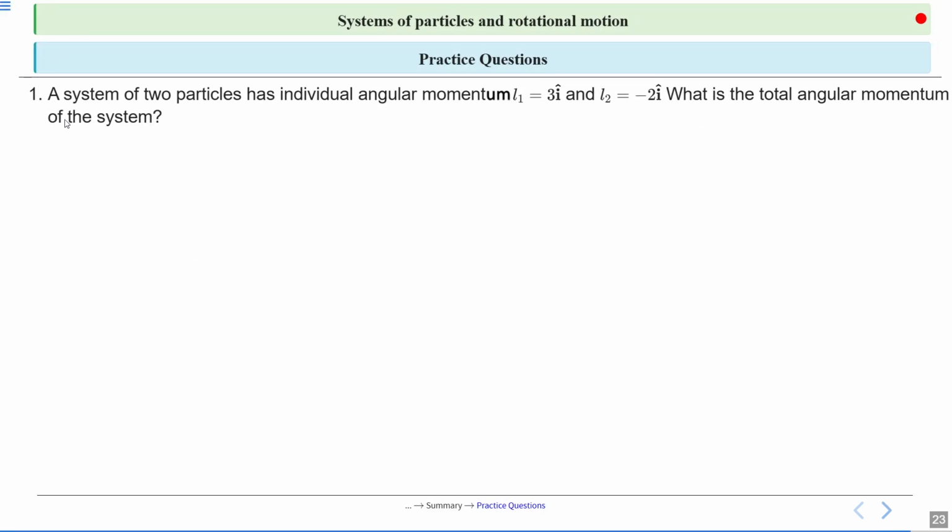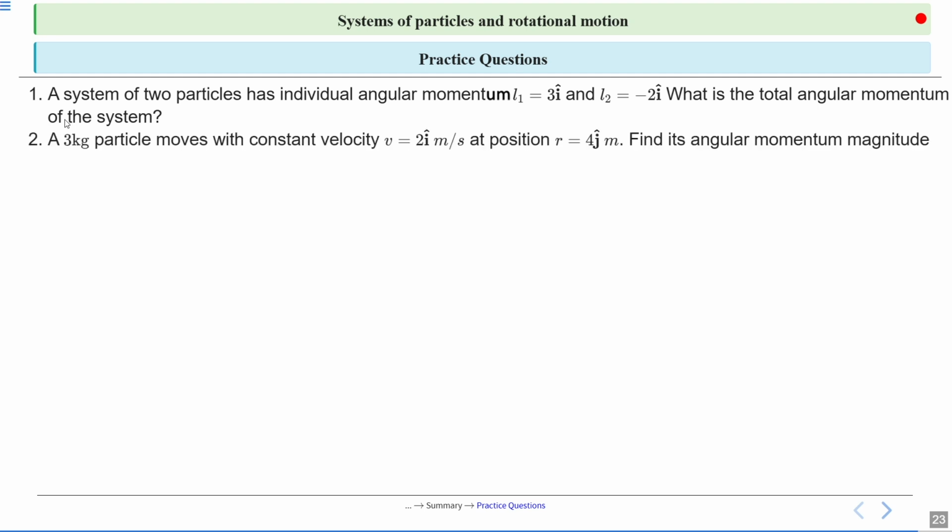Now we have some questions. This is homework practice. First, a system of two particles has individual angular momenta L1 equal to 3 i cap and L2 equal to minus 2 i cap. These are the individual angular momenta. What is the total angular momentum of the system? Here you have to find the total angular momentum, using the concept of vector sum of the individual angular momenta.